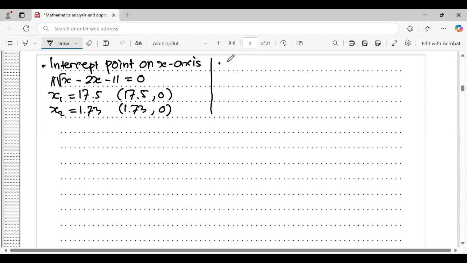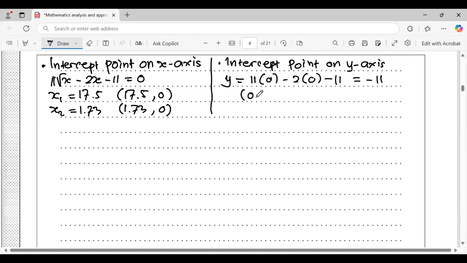And after that, the intercept point on the y-axis. For the intercept point on the y-axis, x should be 0. If x equals 0, it becomes y equals 11 times 0 minus 2 times 0 minus 11, which equals minus 11. And the coordinate point is 0, minus 11.